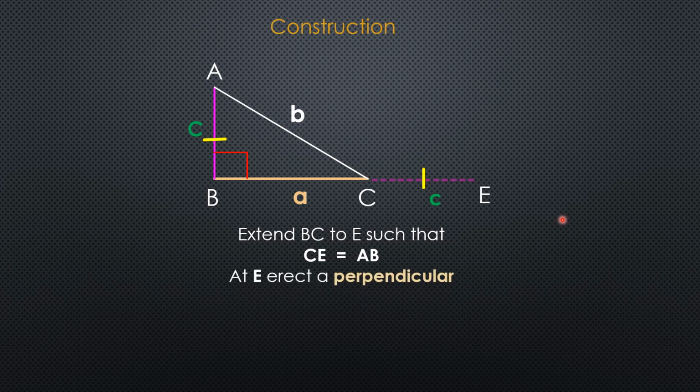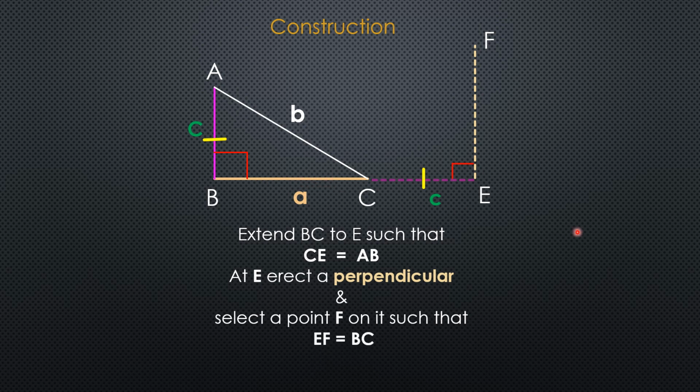The second one is this. At the point E, we have to erect a perpendicular. You can see at E we are erecting a perpendicular, which means this angle is 90 degrees. And on this line, we have to choose a point F like this. It should be such that the length of EF is equal to BC. In such a way, we have to extend this. So EF is equal to BC. Therefore, EF also became equal to a units.